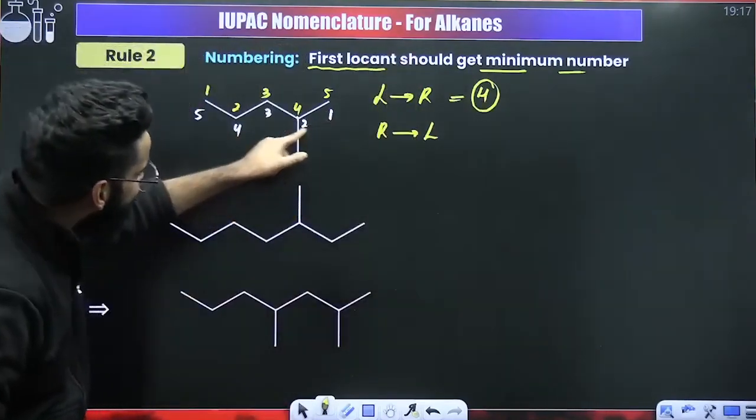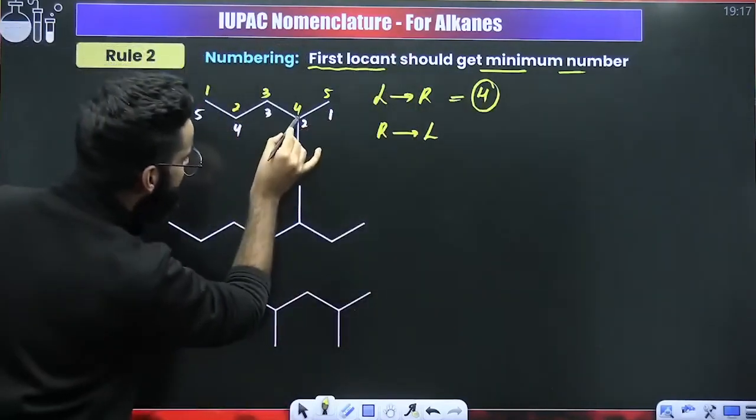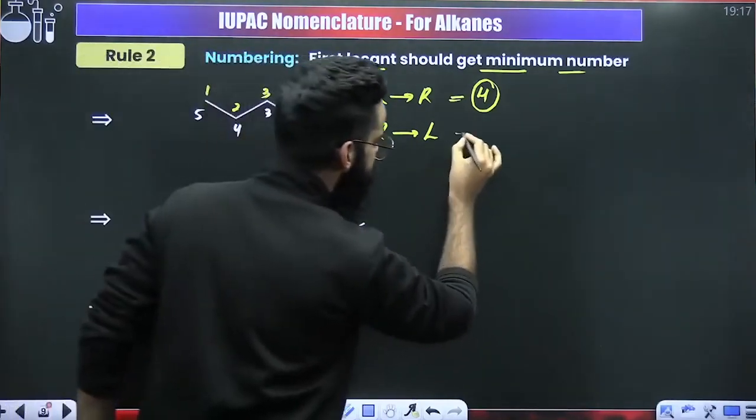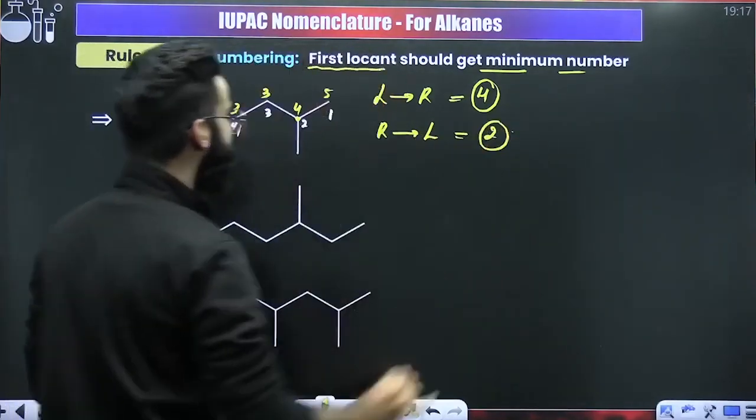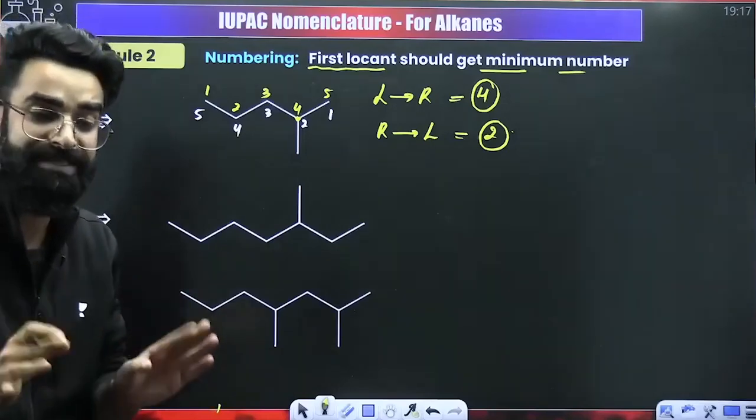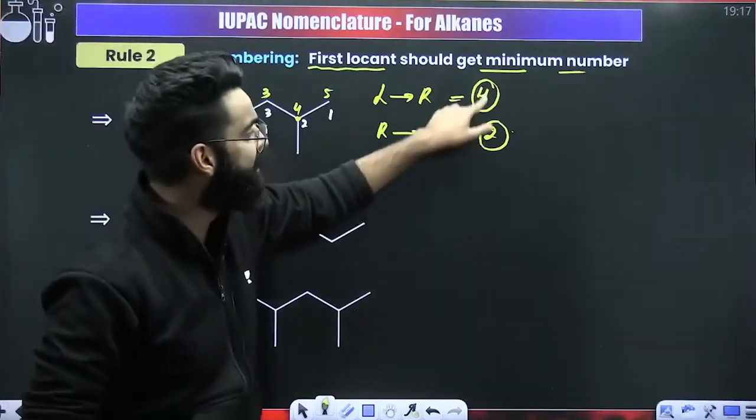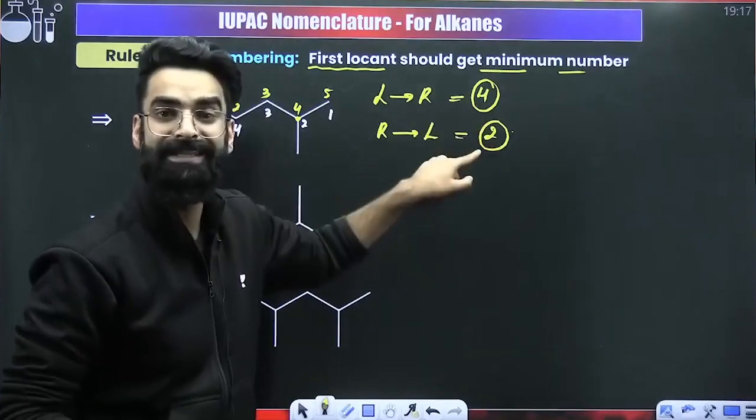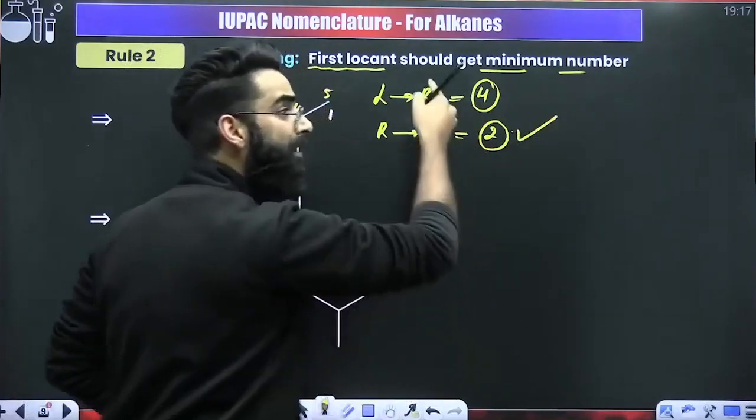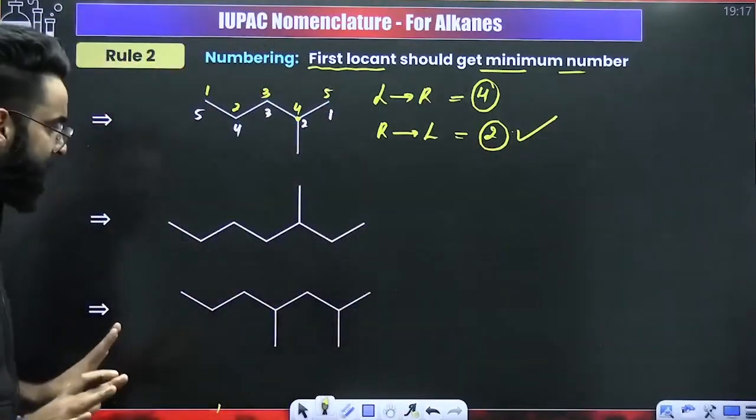If I do the numbering from right to left, the first locant over here is getting number 2. The rule says the first locant should always get the minimum number, right? So where is the first locant getting the minimum number? In the second case. So you will do the numbering from right to left. As simple as that.